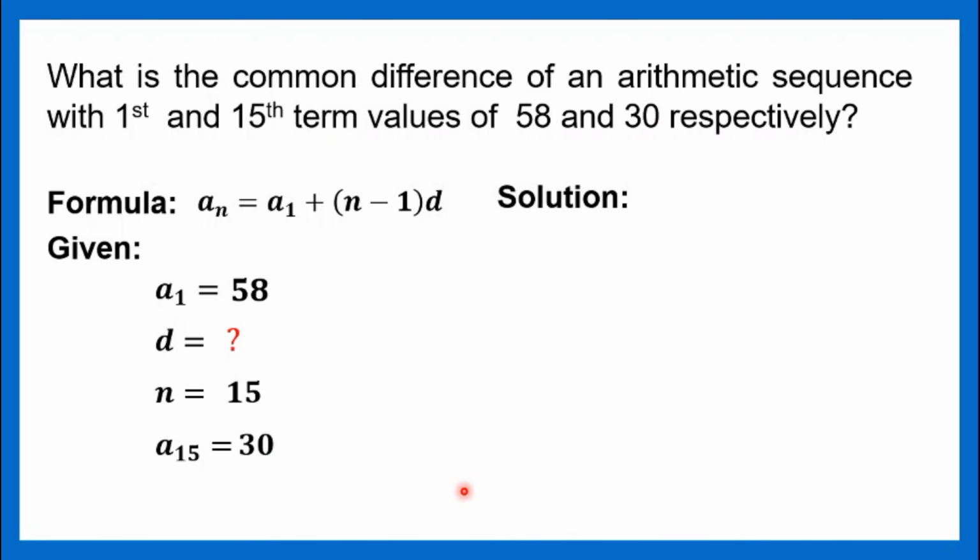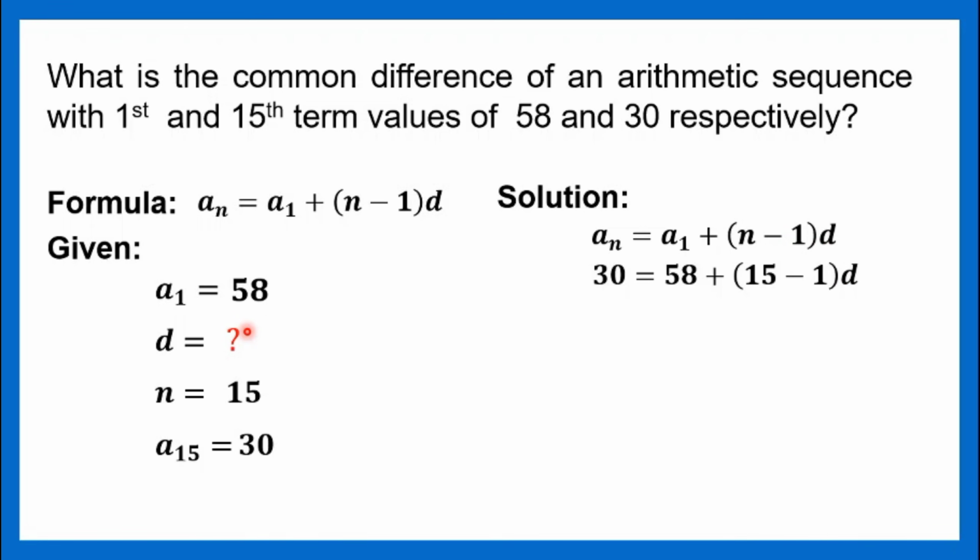Let's go for solution. Kopyahin ulit yung formula. A sub n is equal to a sub 1 plus the quantity of n minus 1 times d. And then, substitute all the given doon sa formula natin. Be careful again. So, a sub 15 dapat dito ay 30. A sub 1 dapat ay 58. Si n dapat ay 15. Si d ay as is kasi siya ang pinapahanap. So, by doing that, ito yung lalabas.